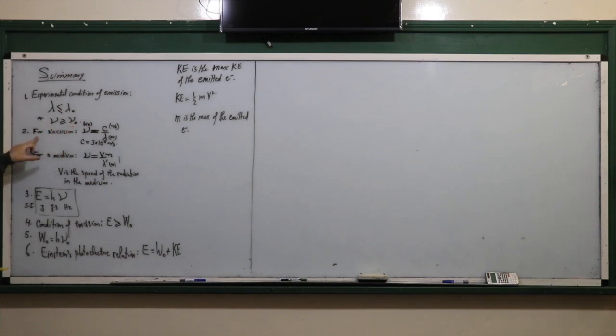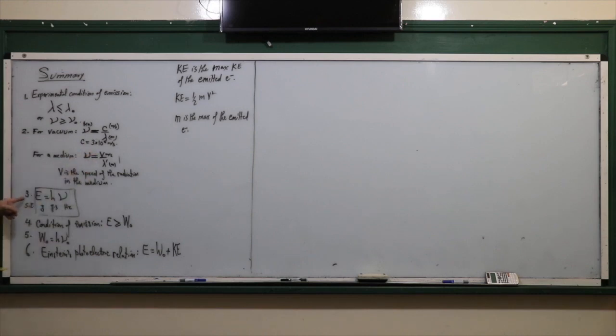Okay. Now, if the radiation is in vacuum, then you have the relation: the frequency equals the speed of light in vacuum over lambda in vacuum. For a medium, if the radiation is moving in a medium, then the frequency equals the speed of light in the medium over the wavelength of the radiation in the medium. Okay. V is the speed of the radiation in the medium here.